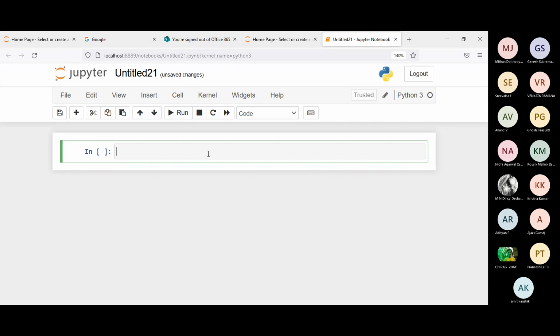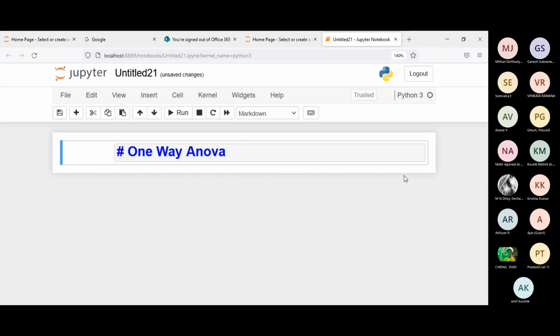Can you see my Jupyter notebook, guys? Okay. So I want to tell you about one important test, which is called one-way analysis of variance, guys. Any idea what is one-way analysis of variance? One-way ANOVA. Right. So this is the topic. We'll just quickly try to finish it off.